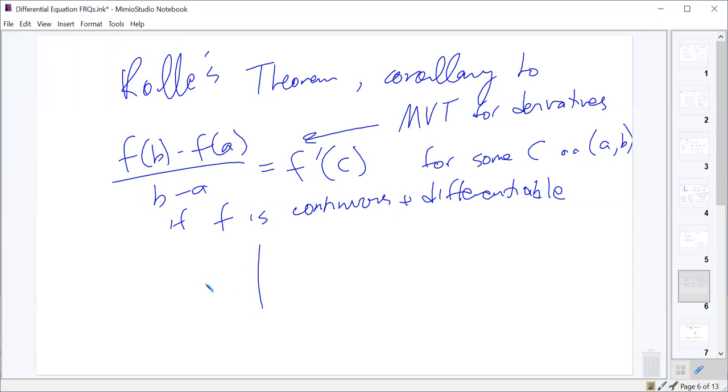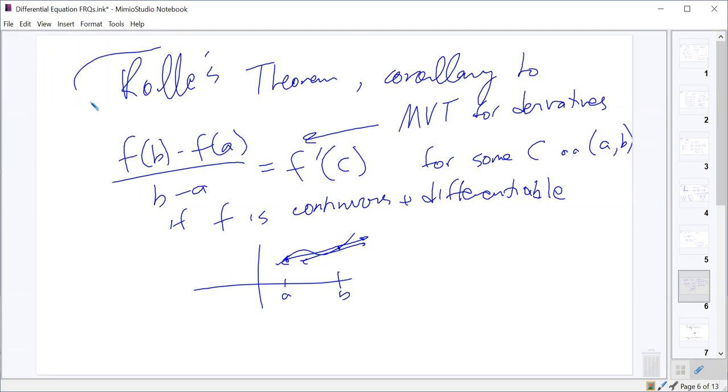Basically it's saying that if I have a function that's continuous and differentiable from a to b, then for the average rate of change, whatever the slope between these 2 points is, there must be at least one place between a and b, there could be more than one, where the instantaneous rate of change, the tangent line slope, is the same as that slope between the endpoints. Good with the mean value theorem?